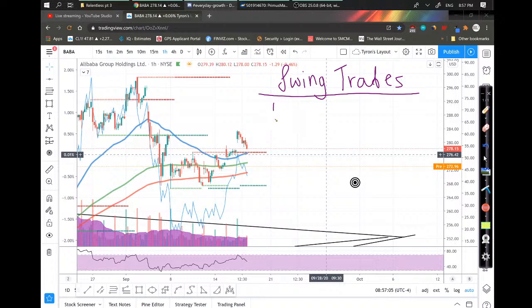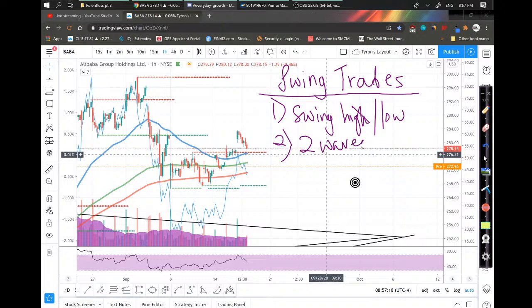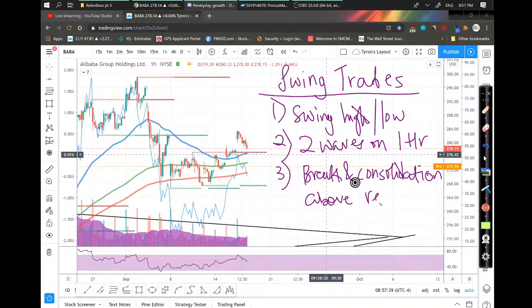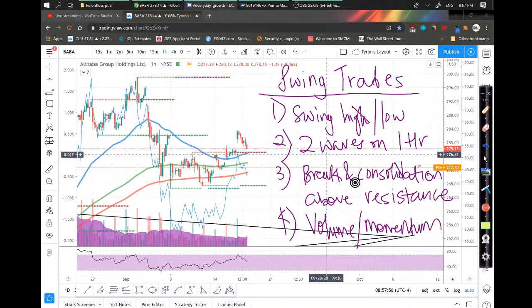Okay, so these are the characteristics of the swing trade. You want to trade between a swing high and a swing low. You want to wait for confirmation of two waves on the 1 hour. You also want to watch for a break and consolidation above resistance. Lastly, you want to see volume or momentum. You can also look for options flow, so I guess that can be number 5. If you get all of these, that's a swing trade.